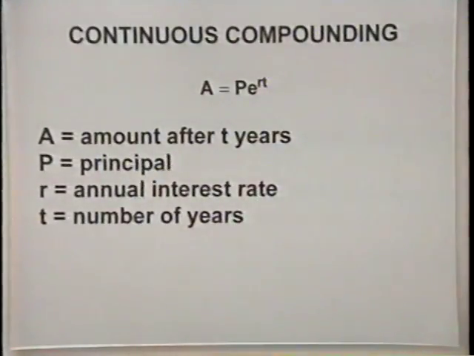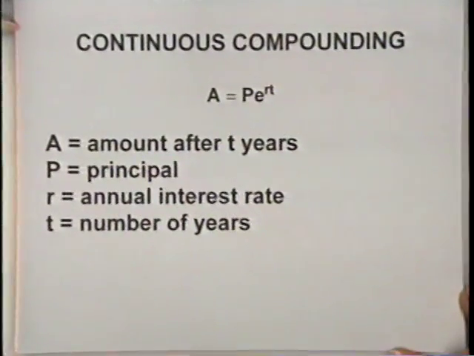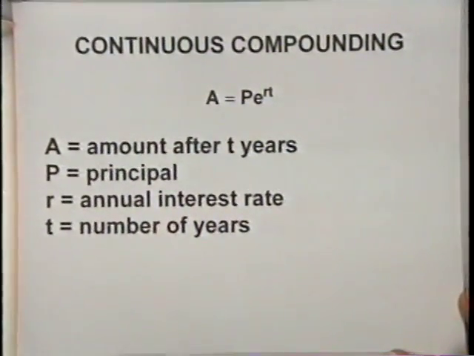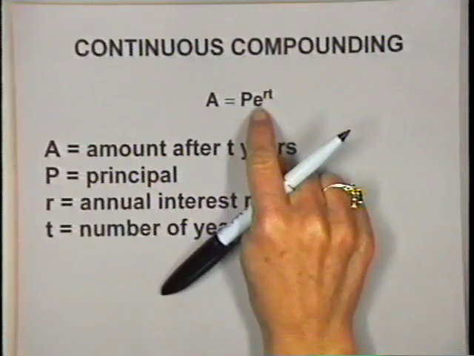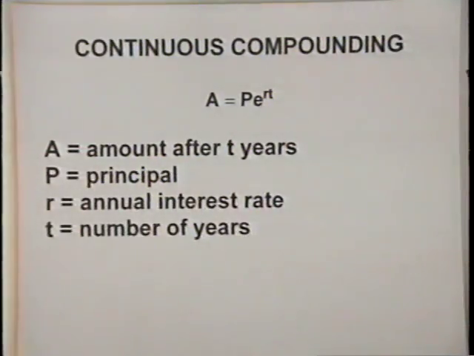Now, we have talked about compounding quarterly and monthly and even daily. There is also what we call continuous compounding. Now, look at this formula for continuous compounding. A equals P times e to the rt. Now, that e right there is our familiar 2.718 e that we've learned about in the past.